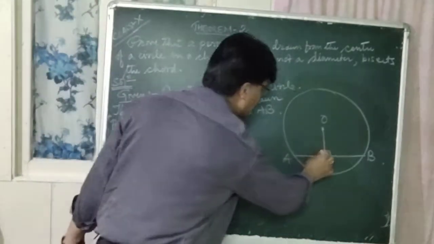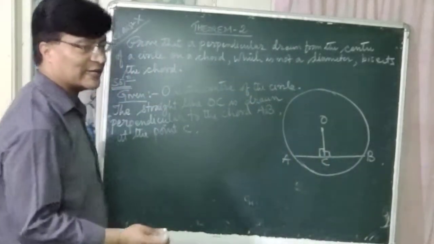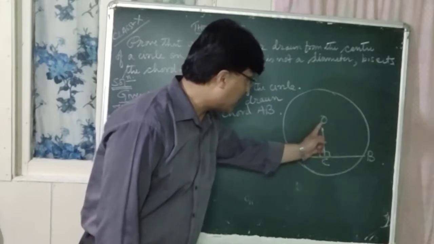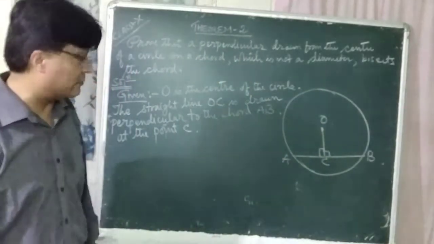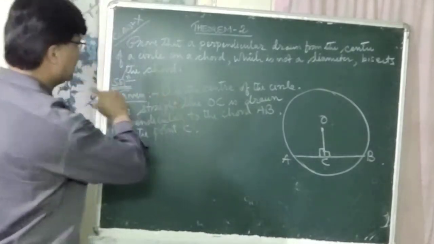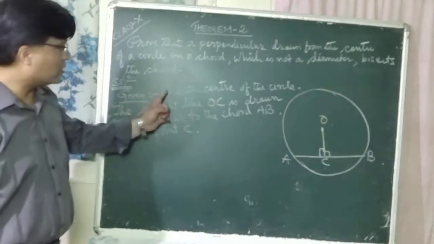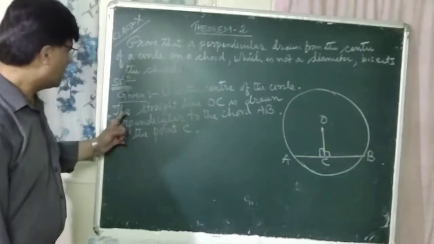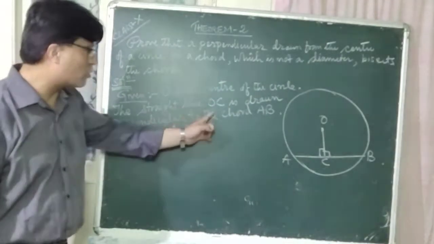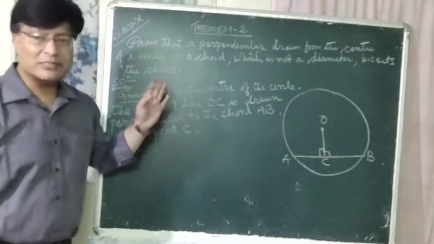But see here, both angles are equal, 90 degree. That is angle OCB is equal to 90 degree and angle OCA is equal to 90 degree. Is that clear now? So this is the given. What is given here? O is the center of the circle. The straight line OC is drawn perpendicular to the chord AB at the point C.